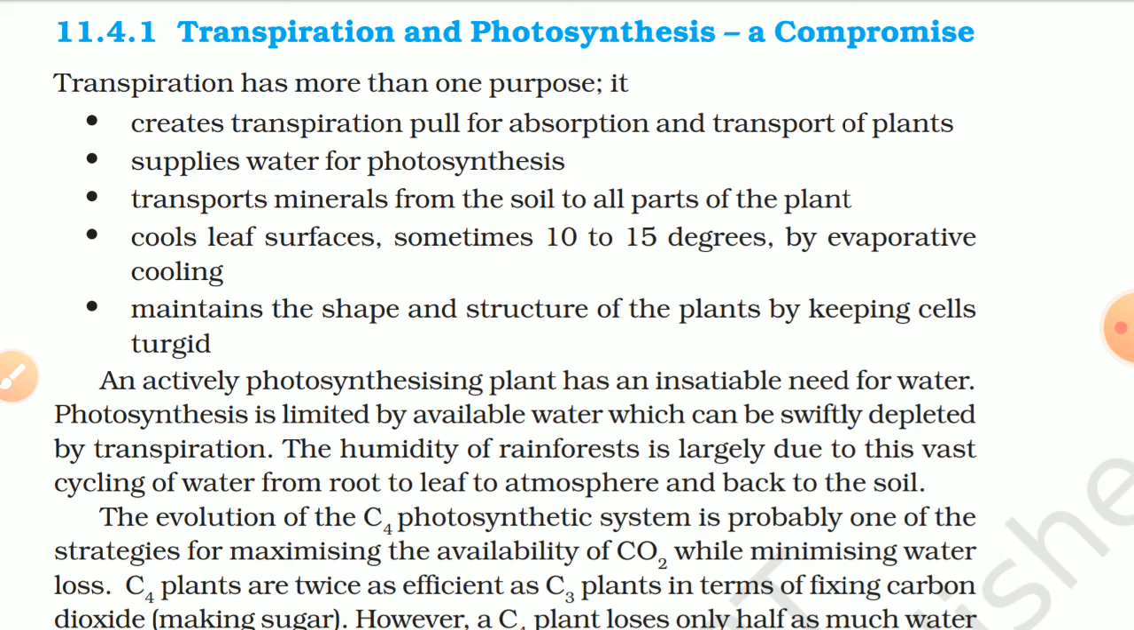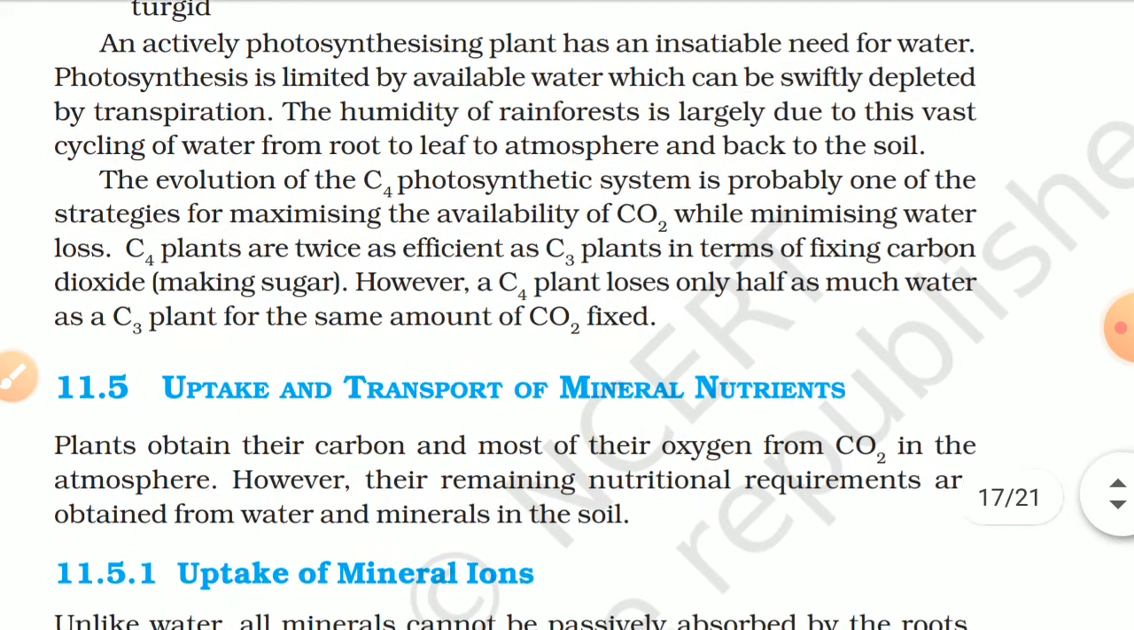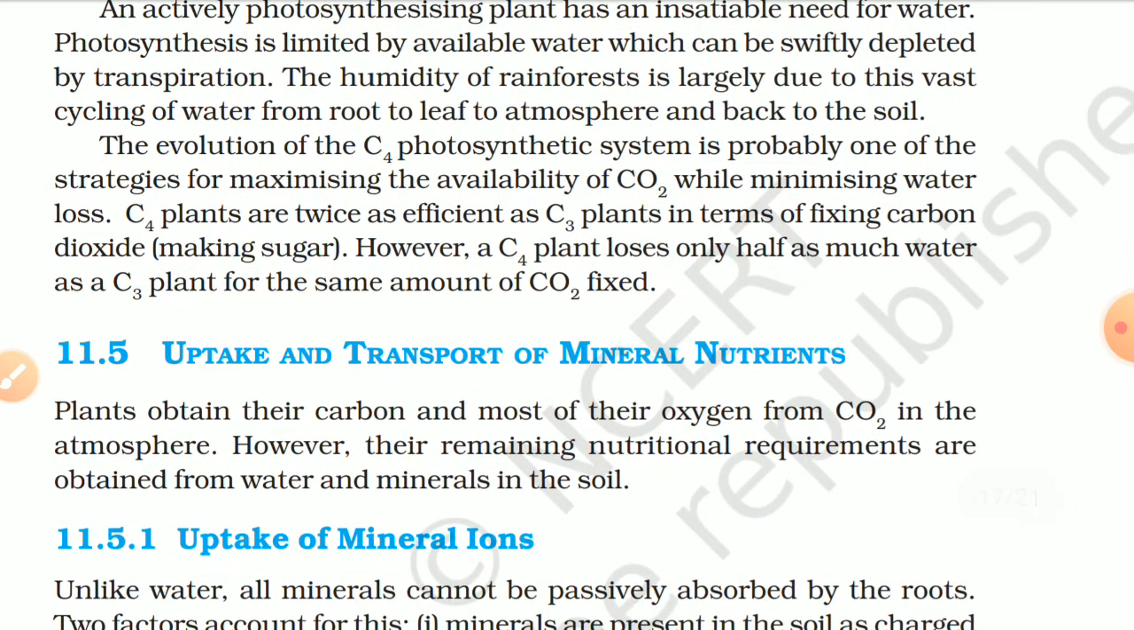An actively photosynthesizing plant has an insatiable need for water. Photosynthesis is limited by available water, which can be swiftly depleted by transpiration. The humidity of rainforests is largely due to this vast cycling of water from roots to leaf to atmosphere and back to the soil. The evolution of a C4 photosynthetic system is probably one of the strategies for maximizing the availability of CO2 while minimizing water loss.